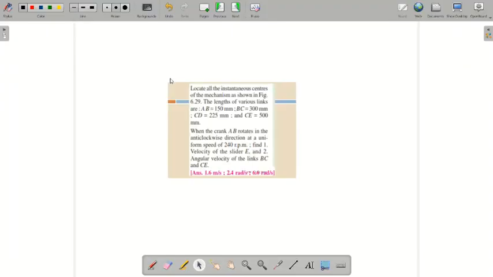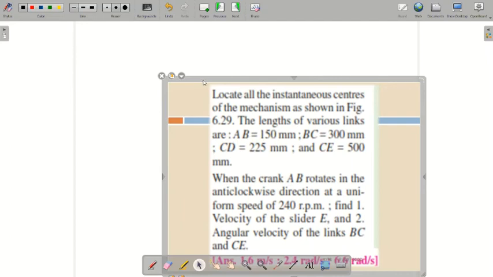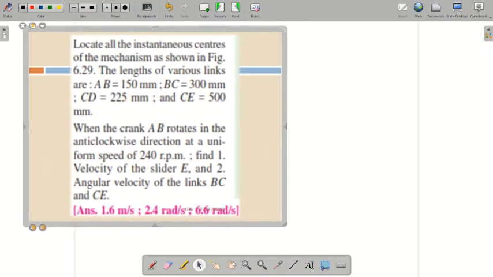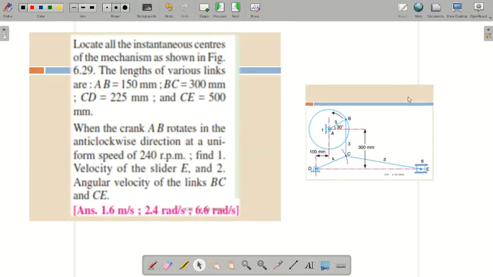Let me see the question for you. So this is the question. Also take the diagram. That will be helpful for us. Right. So look at the question.